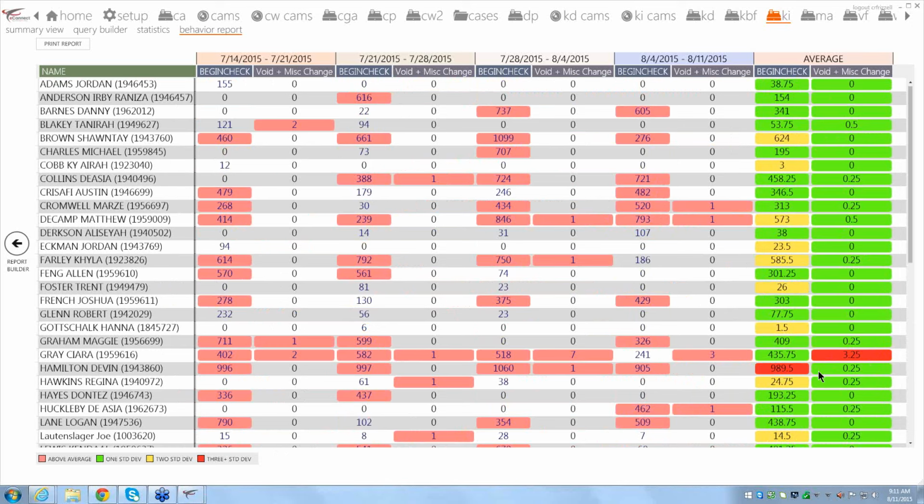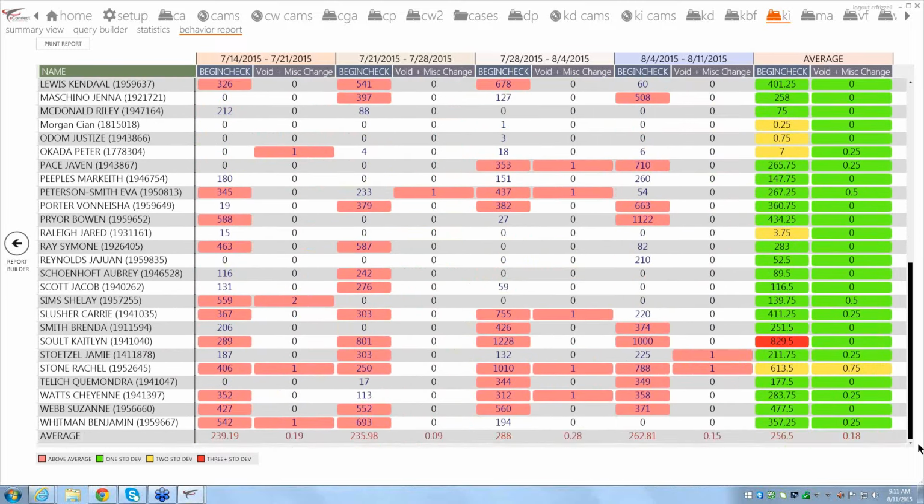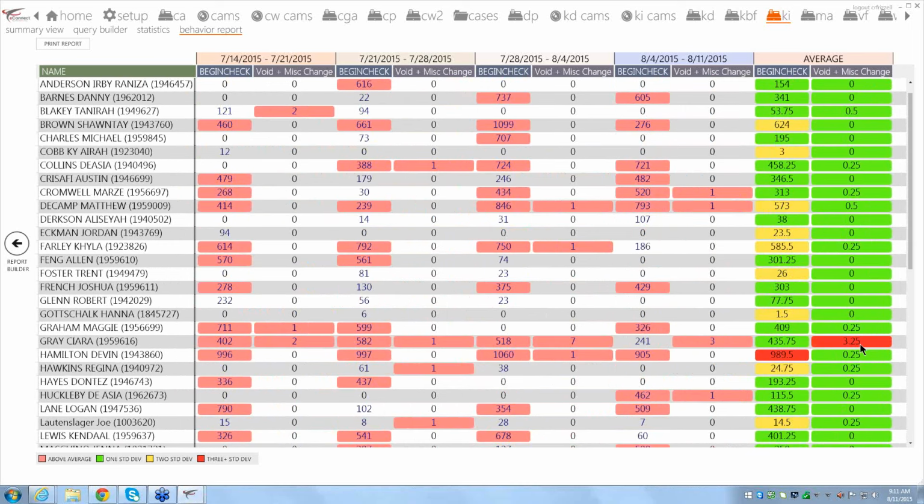Like, do I really need to worry about somebody that is averaging, for example, 989.5 begin checks for the month, when they only have a 0.25 average for void plus miscellaneous change? Or do I want to direct this investigation, or is this how we found this person, based on this alone, because they're the only one in red? So this is a great example of, hey, I looked for this specific search, and it brought up one person I need to look at, which is great.